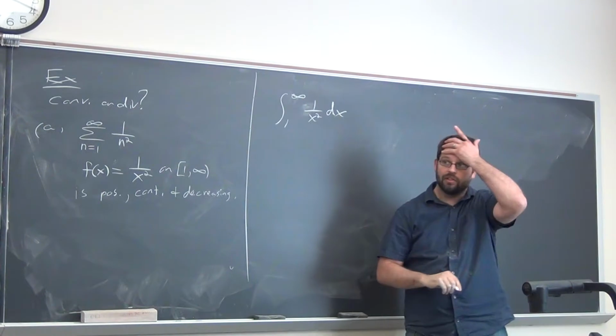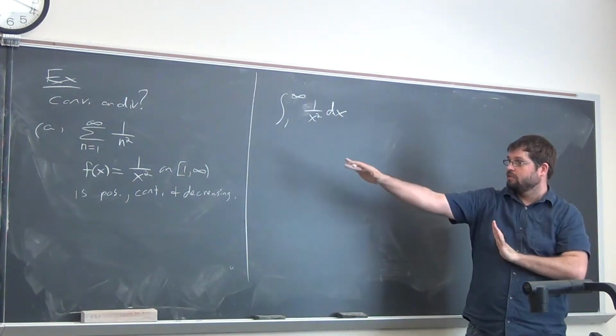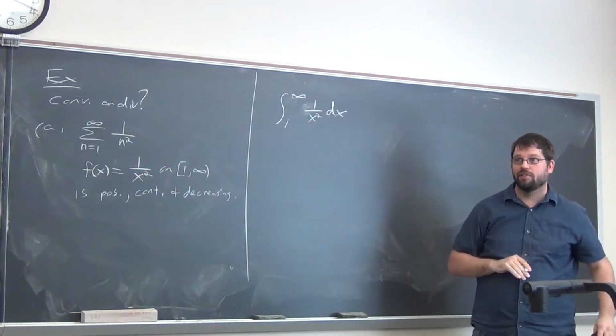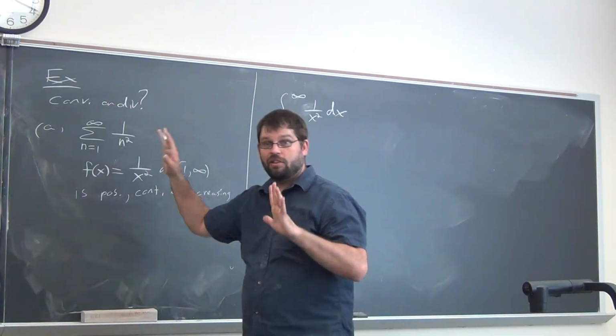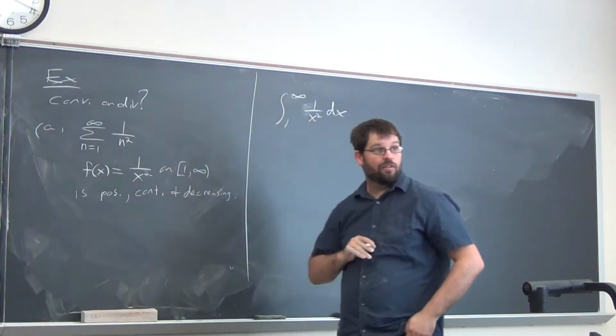So now we compute this integral. If this converges, the sum converges. If it diverges, the sum diverges. It doesn't tell us anything about what the sum actually adds up to, right? It just tells us that it converges.